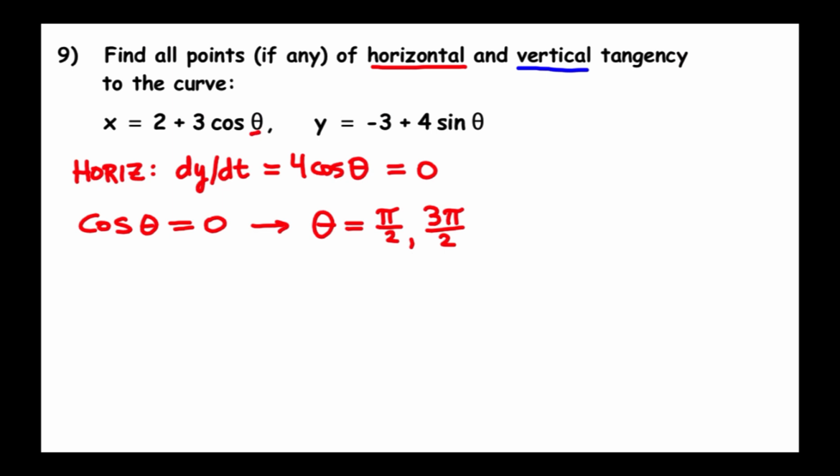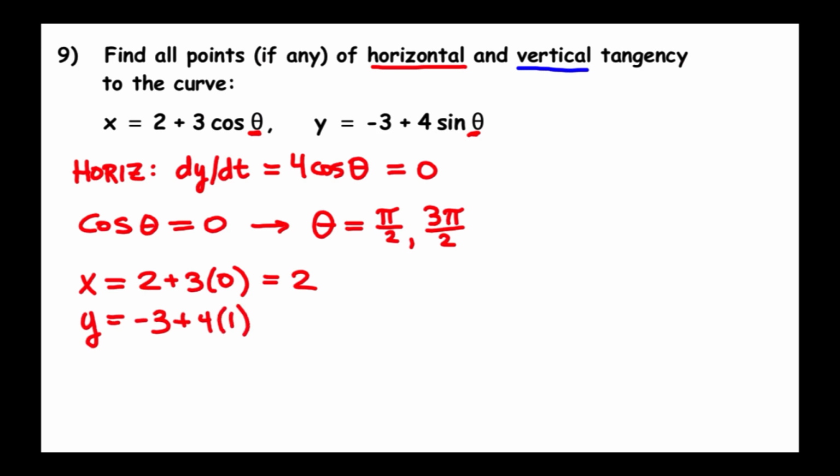If theta is pi over 2, and I plug pi over 2 back into both original black equations, I get x is 2 plus 3 cos of pi over 2, which would be 3 times 0. That's going to make 2. If I try the y, I'm going to get negative 3 plus 4 times the sine of pi over 2, which is 1.